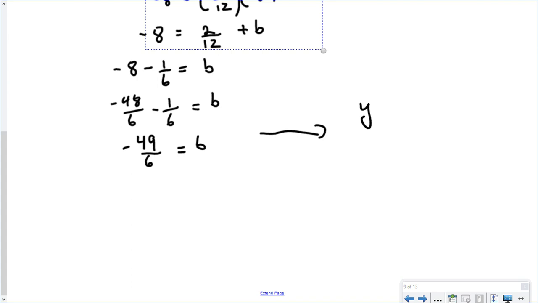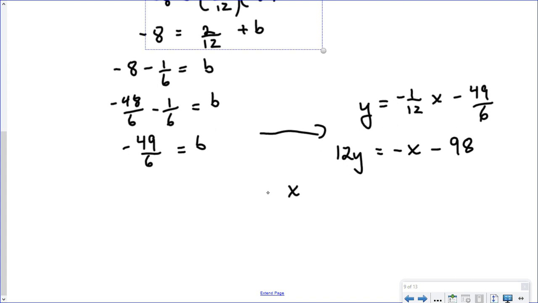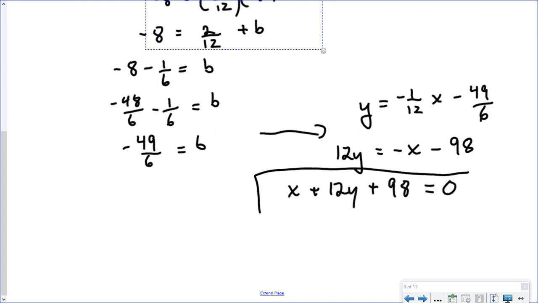So my equation of my normal line will be y equals mx plus b. Okay, now that's ugly and sloppy. Often we multiply everything by, let's multiply everything by 12. That'll make that negative x, and that'll make that negative 98. Then I can bring everything over. Negative x on the left-hand side becomes positive x plus 12y plus 98 equals 0. And this is the Cartesian form.